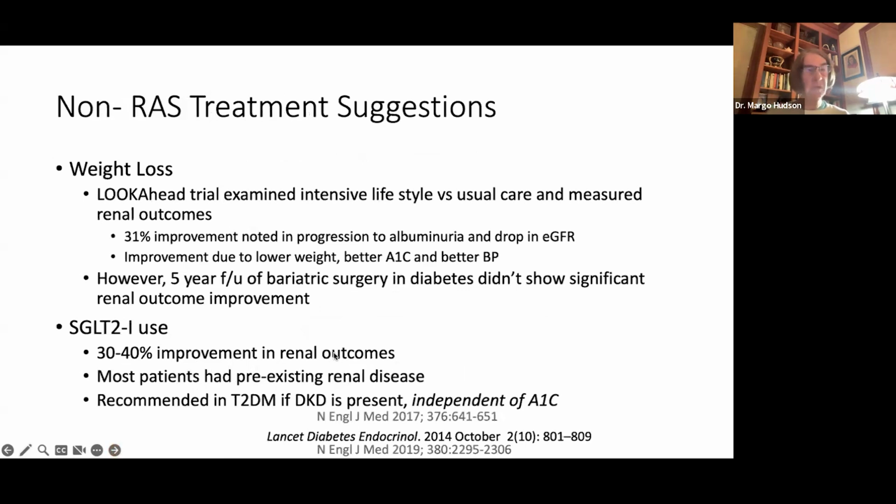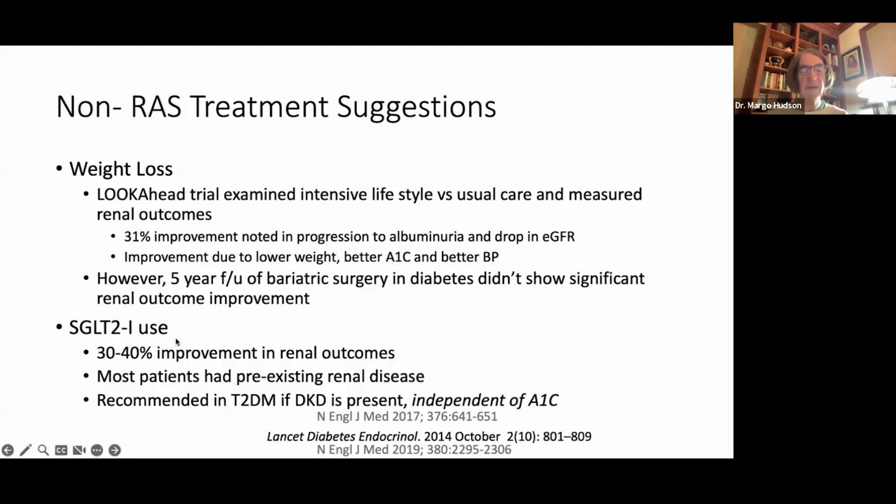So what are some non-RAS treatments? Weight loss, the Look AHEAD trial examined intensive lifestyle versus usual care and found a 31% improvement in progression to albuminuria and improvement in drop in GFR. They postulated that this was due to lower weight, better A1C, and better blood pressure. But other studies of bariatric surgery, which you would think would be the same as a lifestyle, have not shown significant renal outcome improvement. What about SGLT2 inhibitors?